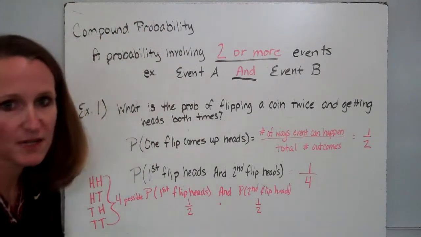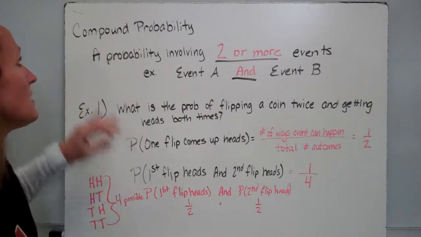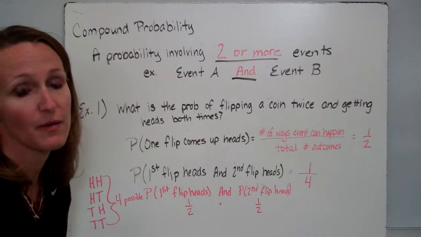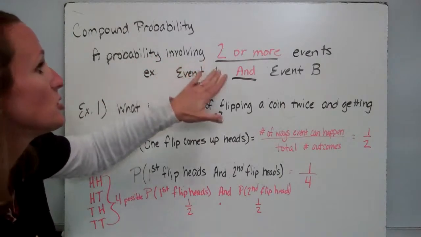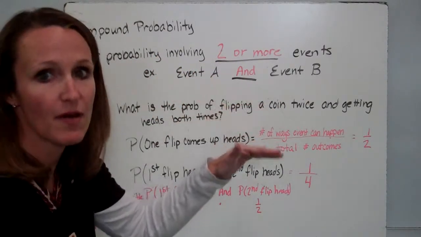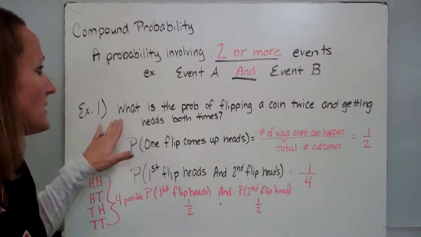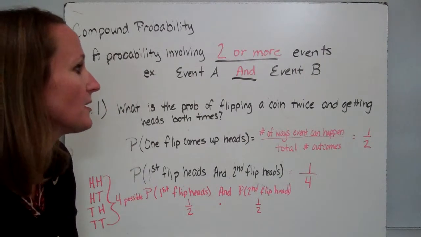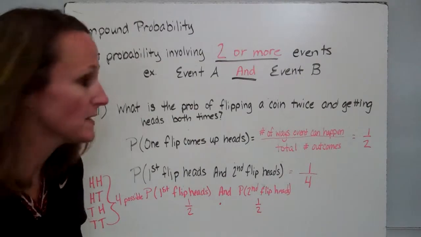So in this video, we're going to talk about compound probability. Compound probability is just a probability involving two or more events. In other words, event A and event B happening. So let's say, what's the probability of flipping a coin twice and getting heads both times?